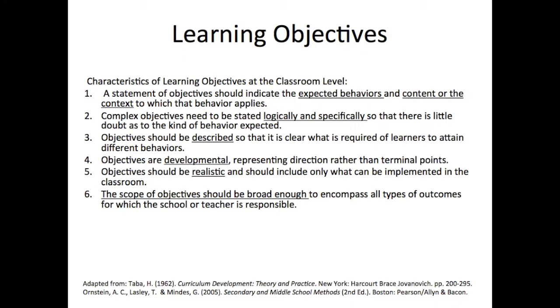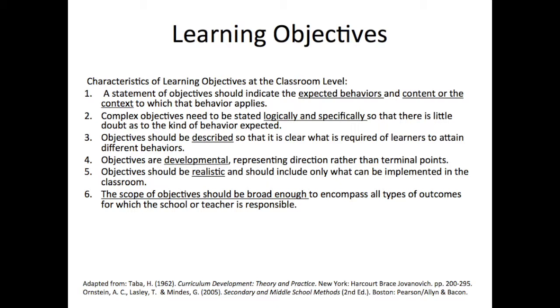Okay, so some characteristics of learning objectives at the classroom level are as follows. One, we know from looking at the elements that are entailed in writing a learning objective that we need to include both an expected behavior and the content or context in which that behavior is going to be manifested. Two, we know that complex objectives need to be stated logically and specifically so that there's no doubt and no misunderstanding of the kind of behavior that we're expecting from the learner or the child.